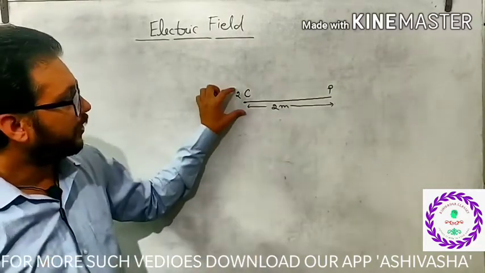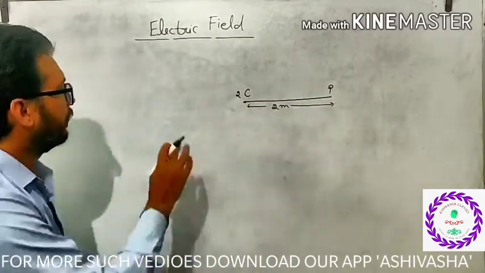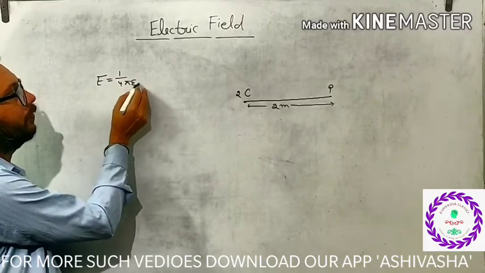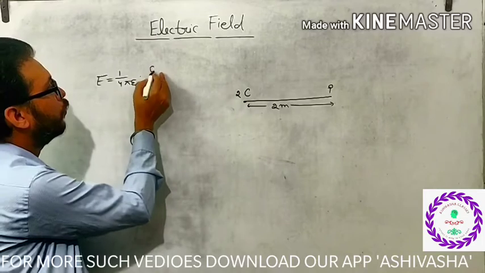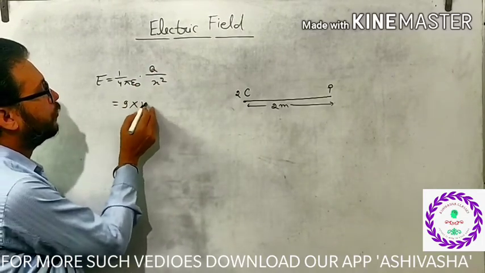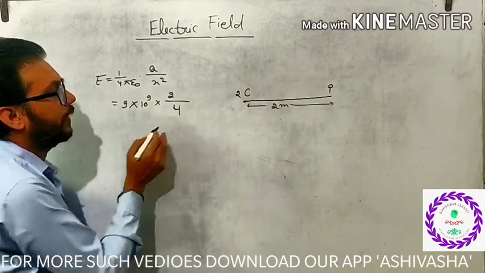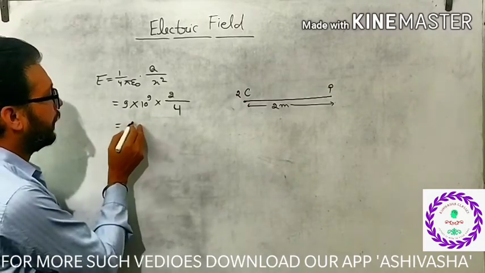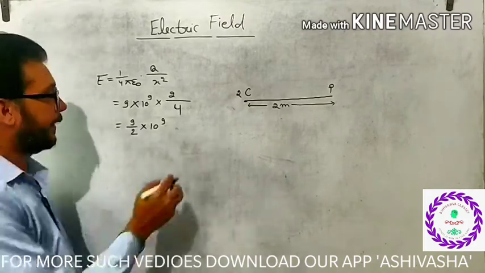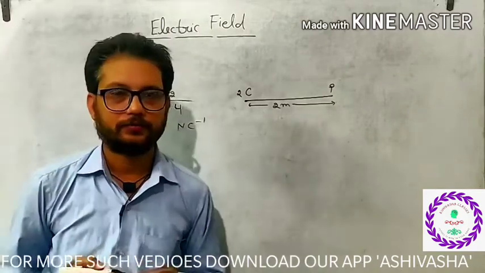So we have a charge, we have a point, and we have a distance. So we simply apply the formula of electric field, E equals 1 upon 4 pi epsilon naught Q upon x square. So this will be 9 into 10 power 9, Q is 2, and x square, it means 2 square, which is 4. So it can be written as 9 by 2 into 10 power 9 Newton Coulomb inverse. So this is the basic question.